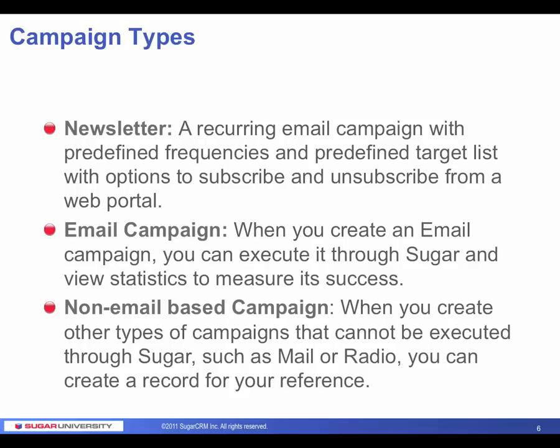Let's review the different types of campaigns you can create and track in Sugar. With the newsletter campaign, you can send out the same campaign over and over again on a weekly, monthly, or quarterly basis. An email campaign is a one-time email campaign that can also be measured in Sugar. And then there's the non-email based campaign. This is for more traditional types of campaigns like billboards, mail, and radio. With this type of campaign, you can create a record for the campaign in Sugar to track it.